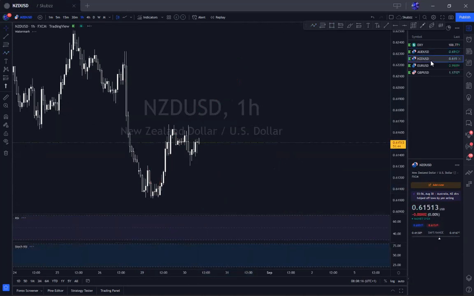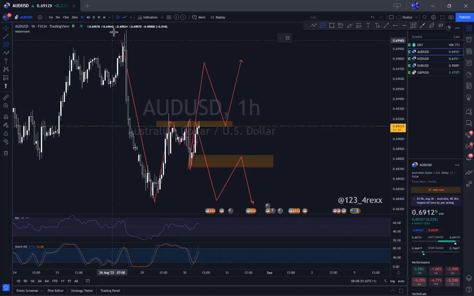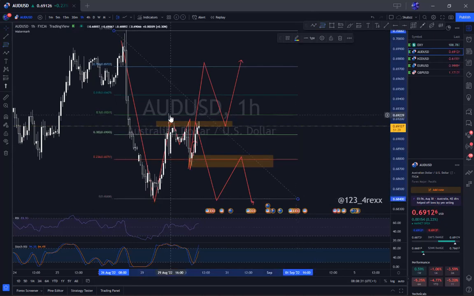Now let's take a look at NU, which is a bit interesting. I forgot to tell you something there: the level AUD is reacting from is actually the 50% Fibonacci. It tapped into the 50 yesterday. I feel it wants to go up and take liquidity before it flushes down properly, so let's still watch out for that.